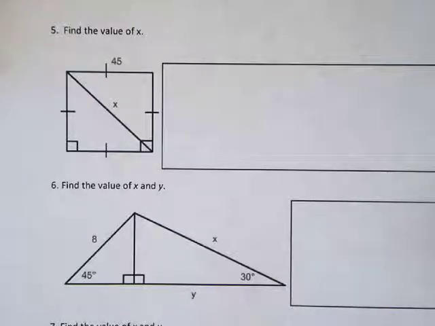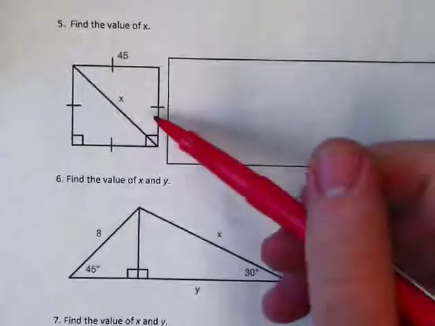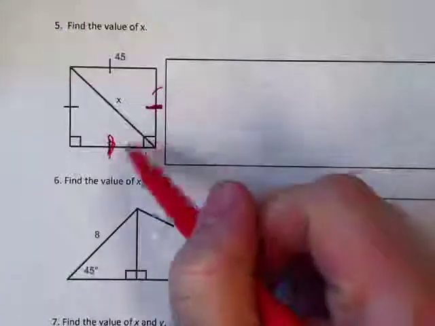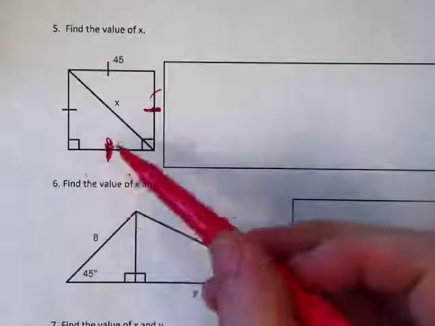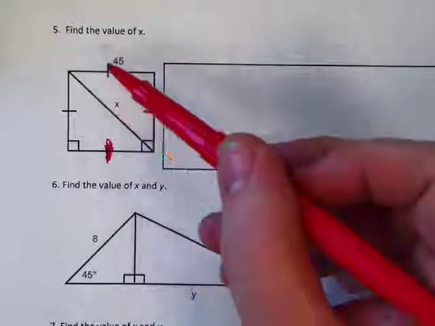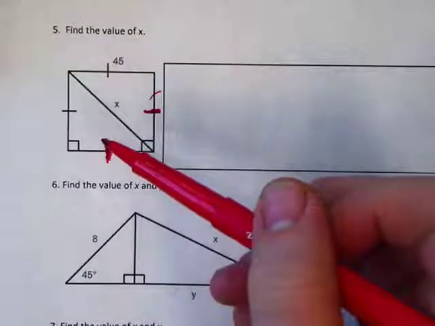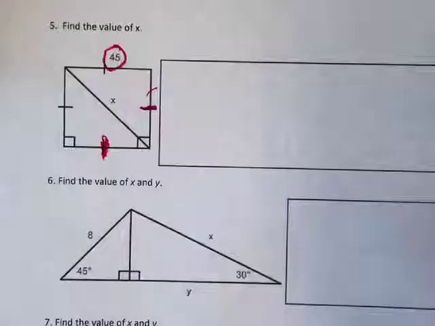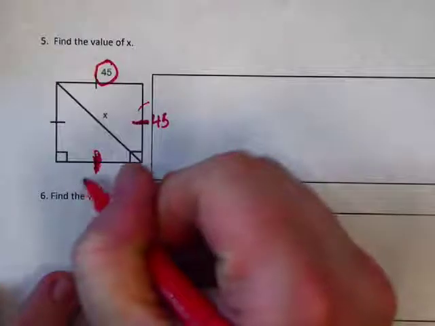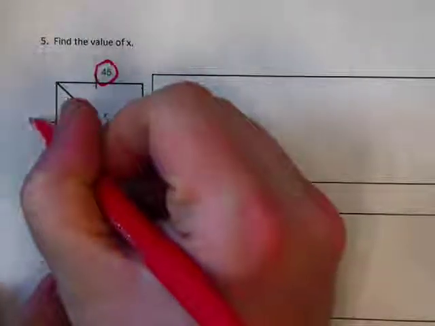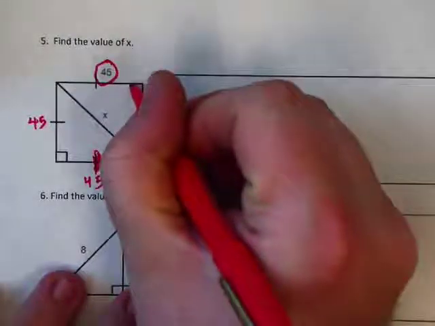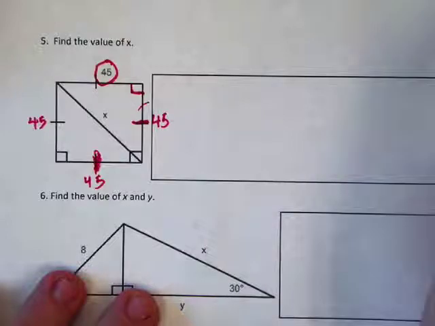Number 5. If we see here, we have a square, and with these lines right here, the single lines on the sides, that tells us that every side with a single line is the same length. That tells us this is a perfect square, with one side equaling 45. Well, if one side is 45, then all sides are 45, because that line tells us that they're all the same. Now, we know it's a square, so we know this is a right angle there.